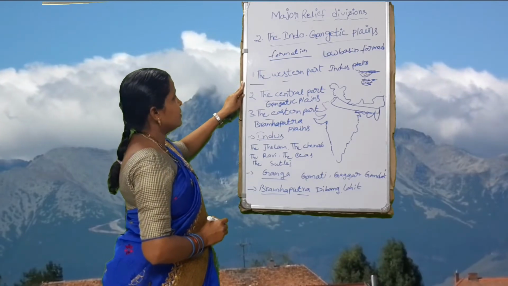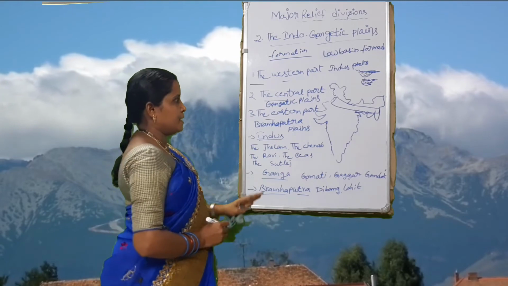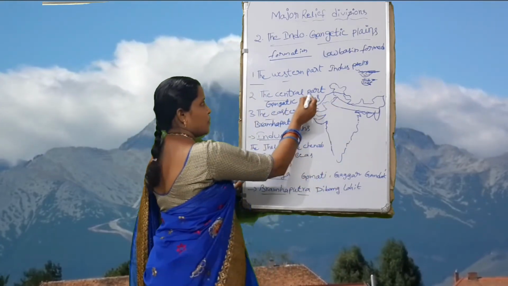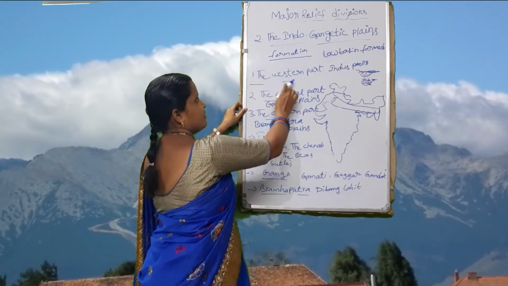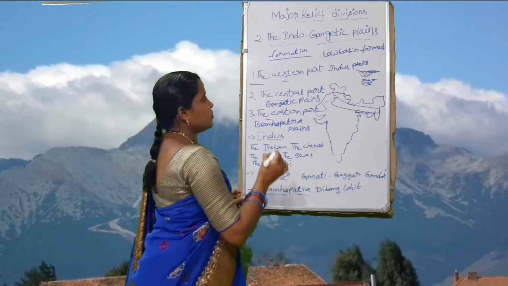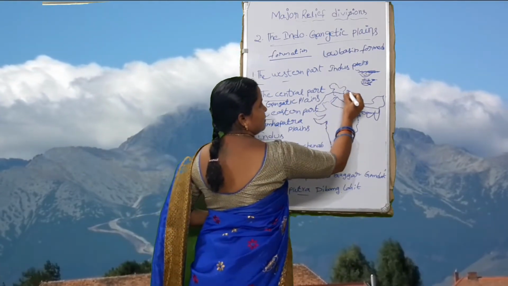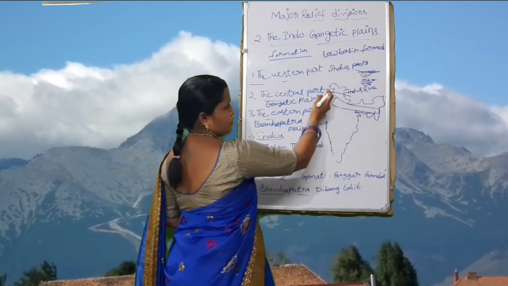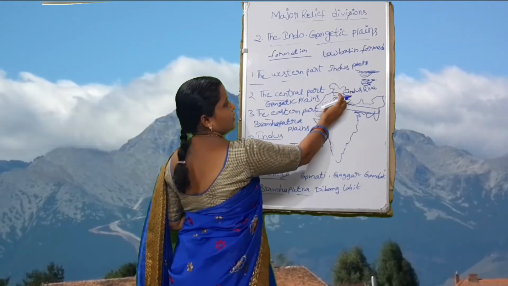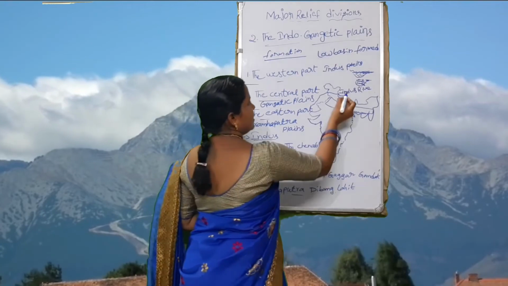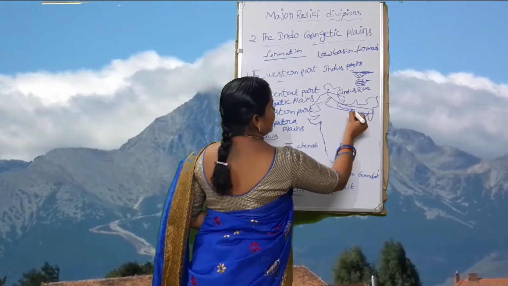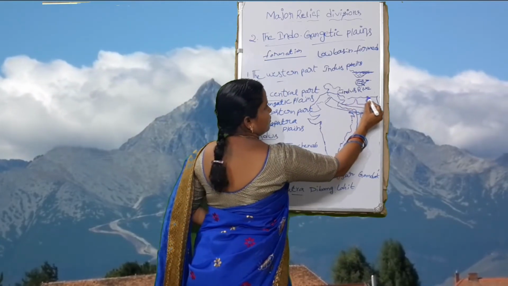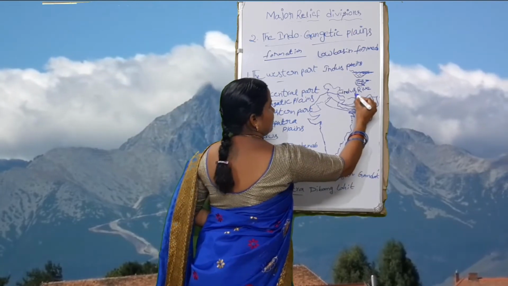The Indo-Gangetic plains are formed by three major rivers. The first is the Indus River. The western part, the Indus plains, was formed with the help of the Indus River. The Indus River flows mostly in Pakistan, and only a little part in our country, in Punjab and Himachal Pradesh. This is the Indus River. Here it is the Ganga River. Children, all of you look at the picture. This is the Brahmaputra River.